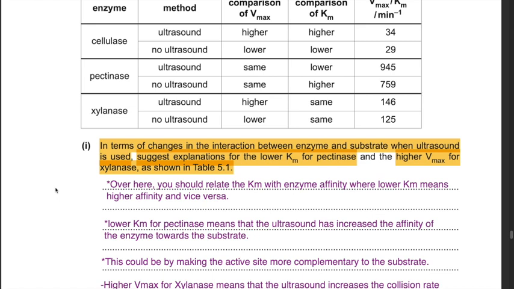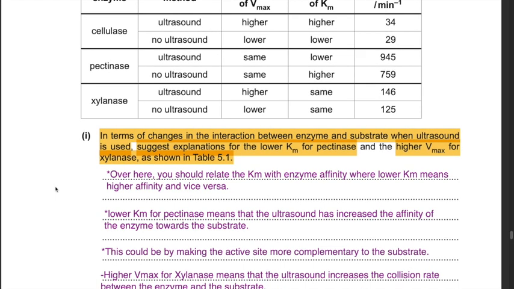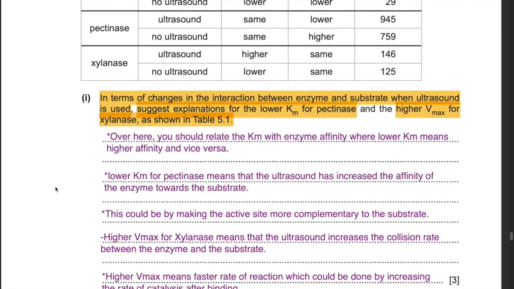So the lower Km for pectinase means that ultrasound has increased the affinity of the enzyme towards the substrate. That is one possible explanation. This could be by making the active site more complementary to the substrate. So after you have identified what has happened to the affinity of the enzyme, whether it has increased or decreased, then you can make out the rest of the answer. If it has increased, that means the active site could have been more complementary in shape to the substrate. There could have been a better fit, a better enzyme substrate complex.